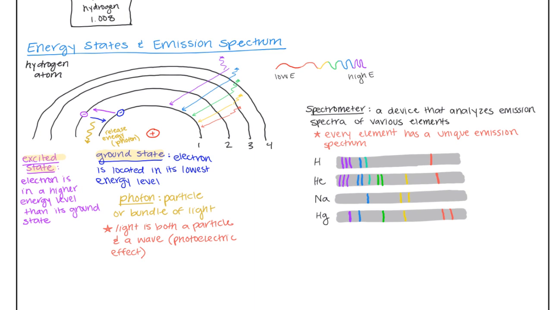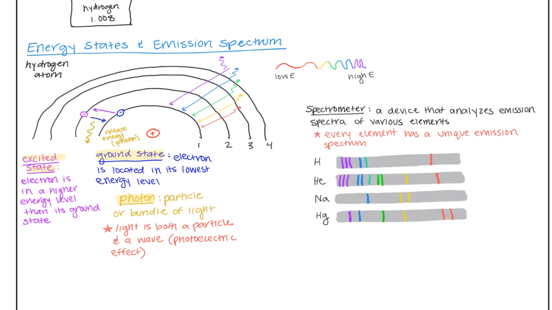Now, when it releases that energy, it's going to be released in the form of a photon. You might be familiar with the word photon before, but basically a photon is a particle or a bundle of light. And this is kind of getting into what we call the photoelectric effect, which describes, if you recall from our video about light, that light can behave both as a particle and a wave.